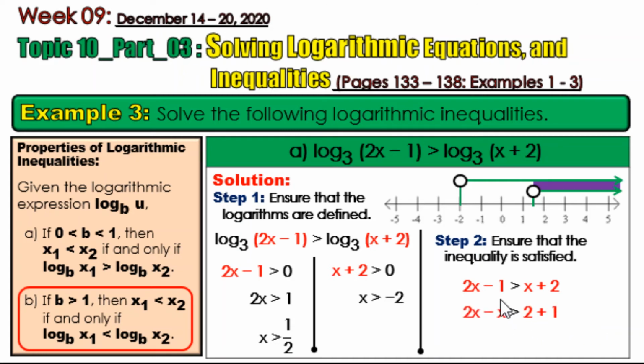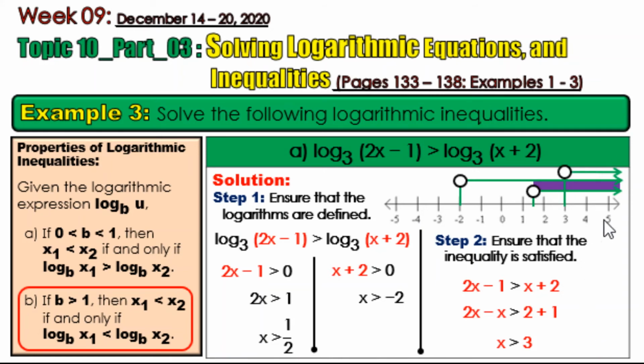So we will be using the addition property of inequality. We will combine similar terms. So you have 2x, your positive x will become negative x, and then you have 2, your negative 1 becomes positive 1. And 2x minus x is x, and 2 plus 1 is 3. So your x is greater than 3. Where can you find that in your number line? So x is greater than 3.